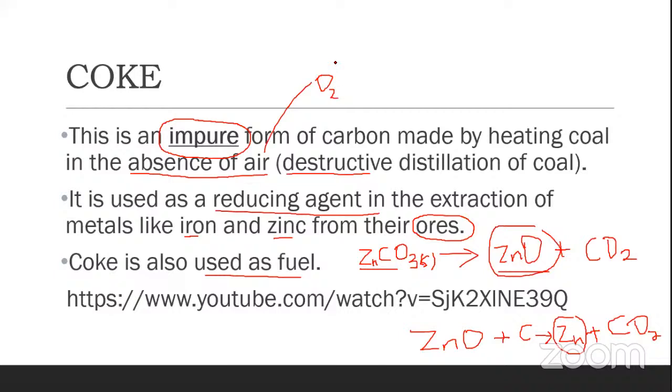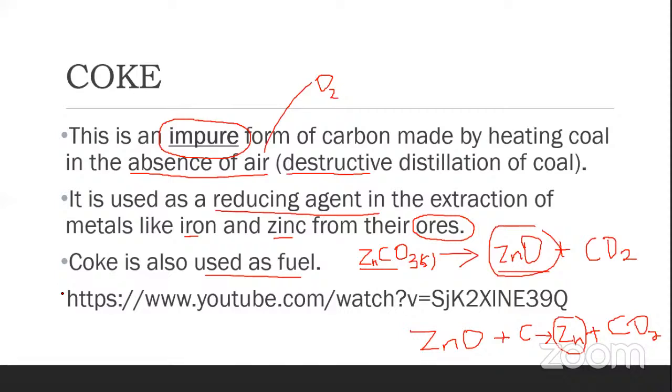Someone is asking for the meaning of ores. I said an ore is a compound that contains other metallic elements, or contains other elements. So we have many ores. It is a compound that contains other elements.